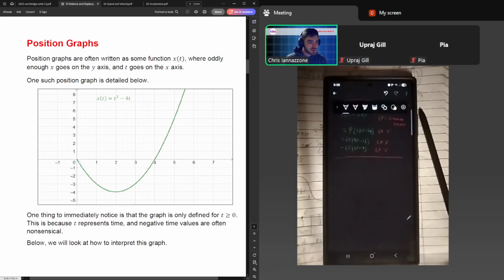Like for instance, this one starts moving left until it reaches 4 units to the left of the origin, then starts coming back, and it takes 4 seconds to do so. Over a period of 4 seconds, it goes 4 units left and then comes back. Then from there, continues to the right at an acceleration.